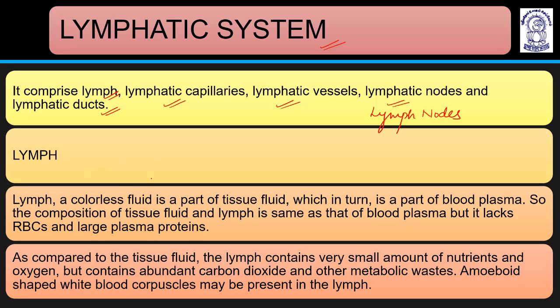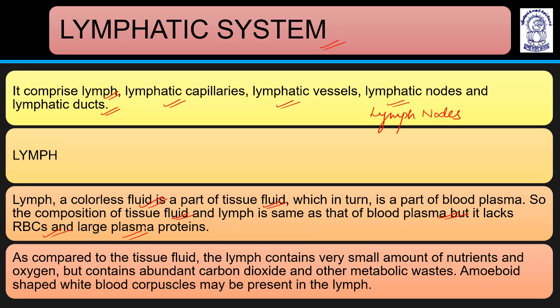Lymph. Lymph is a colorless fluid, as it is a part of tissue fluid, which in turn is a part of blood plasma. So the composition of tissue fluid and lymph is the same as that of blood plasma, but it lacks RBCs and large plasma proteins.